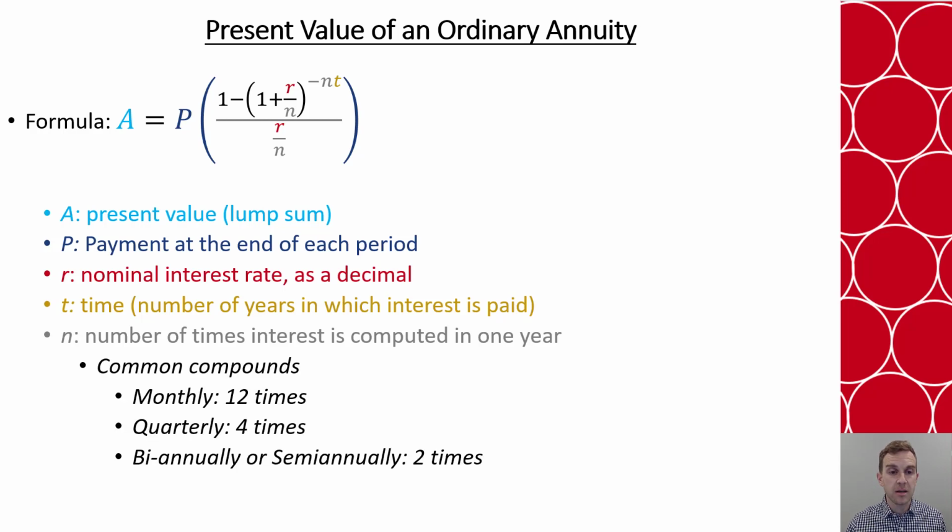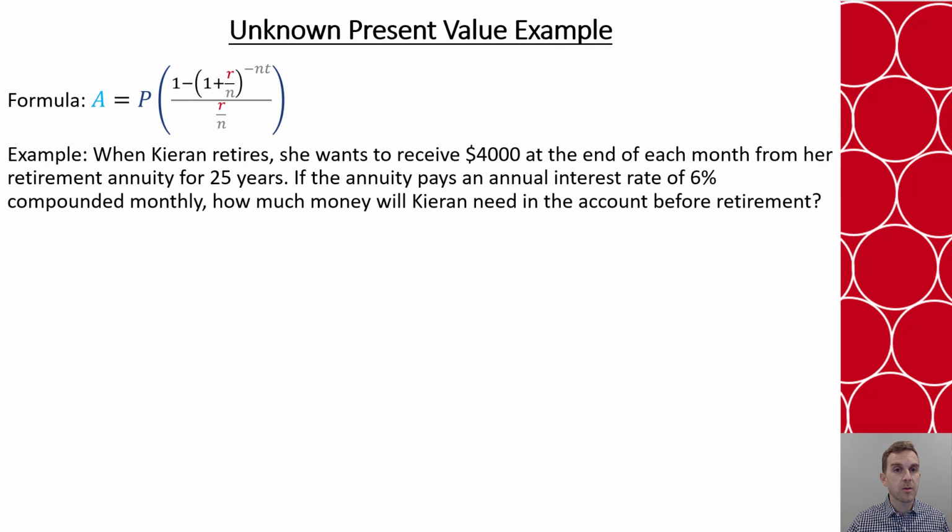We'll still have the same potential computations for each of the annual times each year for monthly, quarterly, and biannually. But we need to pay attention to which variable are we solving for in a given problem. So say we have an unknown present value. What would an example of this look like?